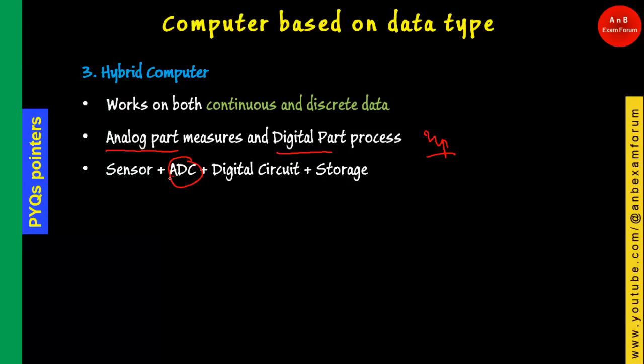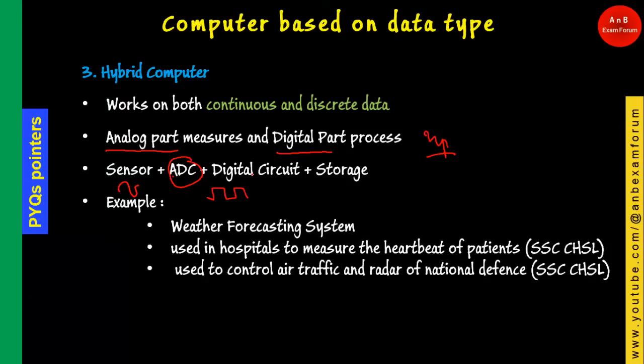For example, a sensor is giving data in continuous form. It needs to be converted into digital form by using circuits called ADC, or analog to digital converter, which makes the data discrete, which is going to be used by the digital circuits as well as for storage. And in exams they will ask you for examples. These are the two examples which are commonly asked in exams.